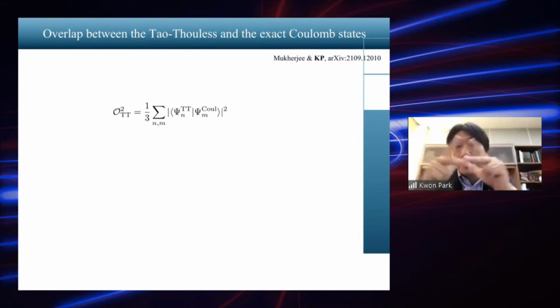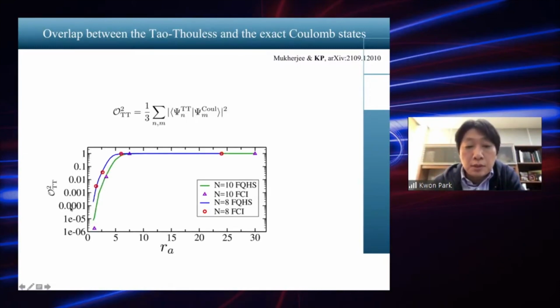So this is how I compute the overlap between this triple state and the overlap between one guy from one side and the other three. And then we take the average of all three. So without further ado, this is the result, and this is the overlap of the Tautologue state with the exact ground state as a function of aspect ratio.